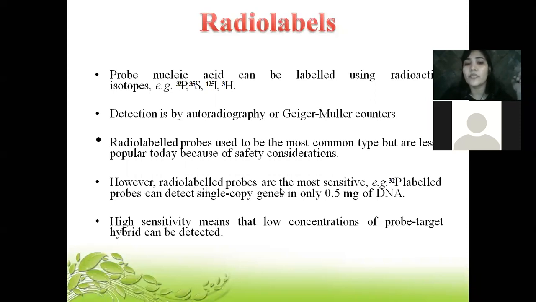However, radio-labeled probes are the most sensitive. For example, phosphorus-labeled probes can detect a single copy gene in only 0.5 milligram of DNA. So their specificity is very high, right? They can detect a single copy of a gene even with such a small amount of DNA.